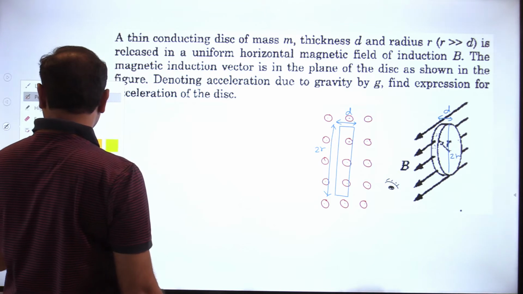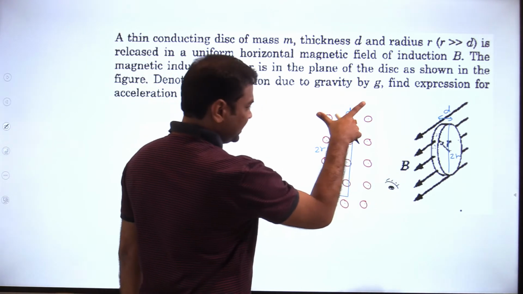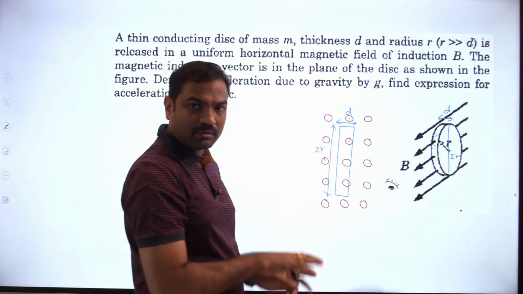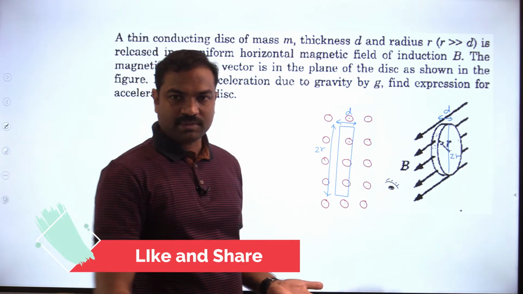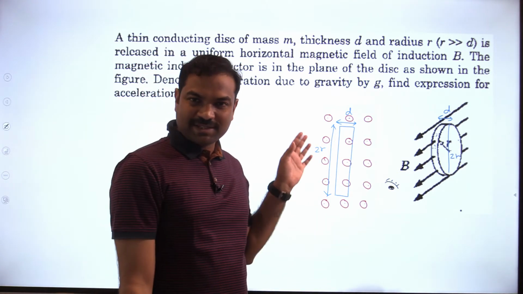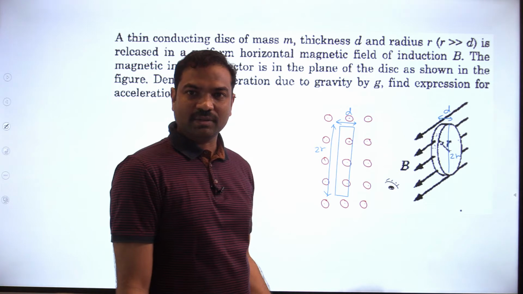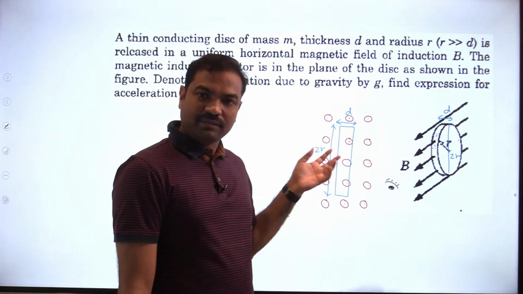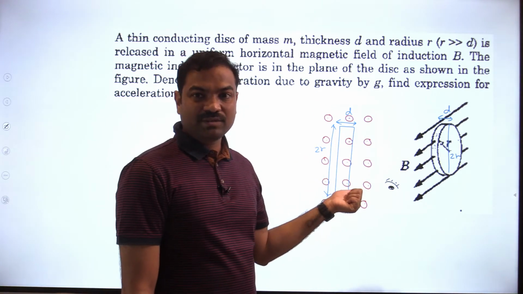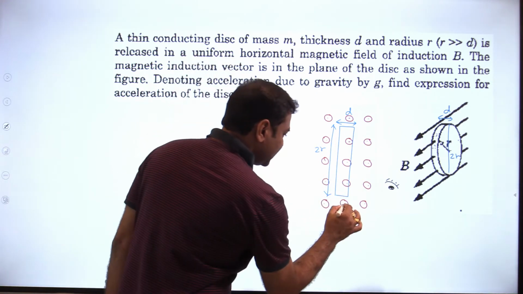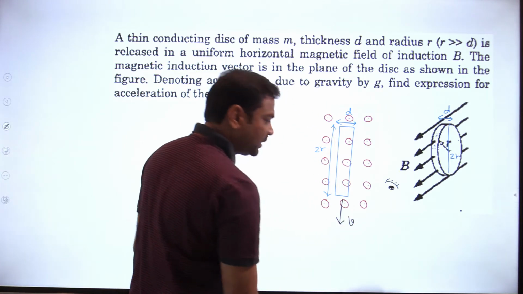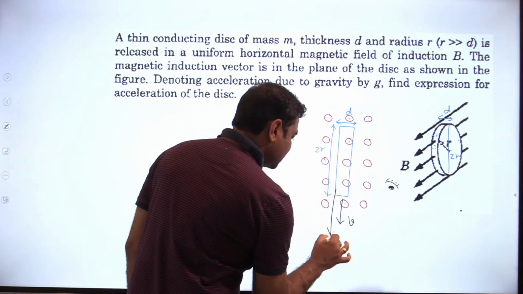Now let us say you are releasing the disk, then what will happen? The disk is falling down, let us say for some time. We don't know whether it really falls down or goes up, but let us say it is falling down. As it falls because of gravity, it will achieve some velocity. So the disk will get some velocity v downward, and mg force also will act downward.